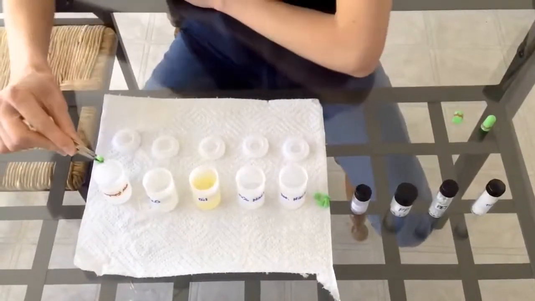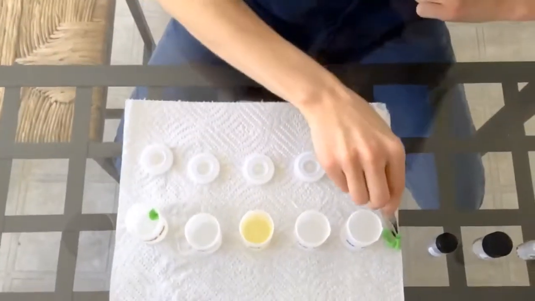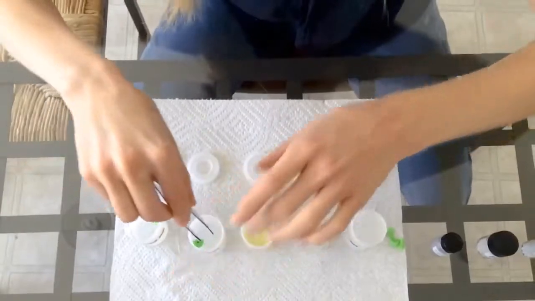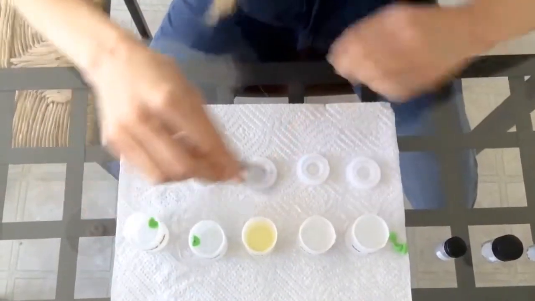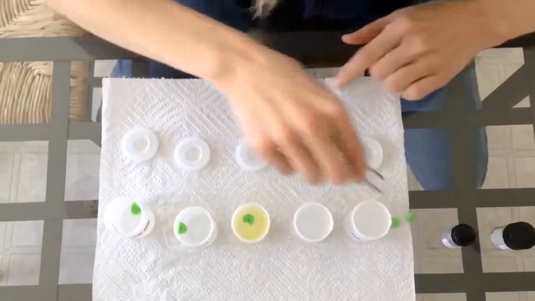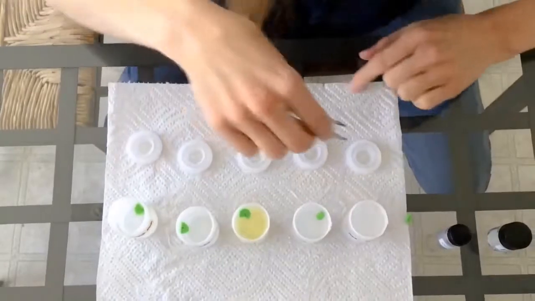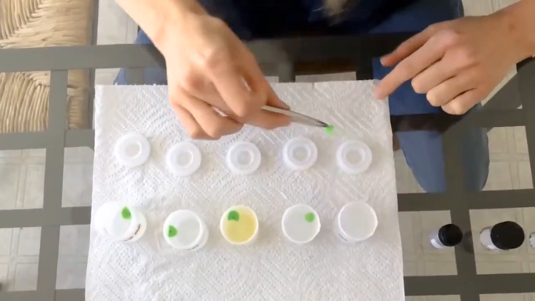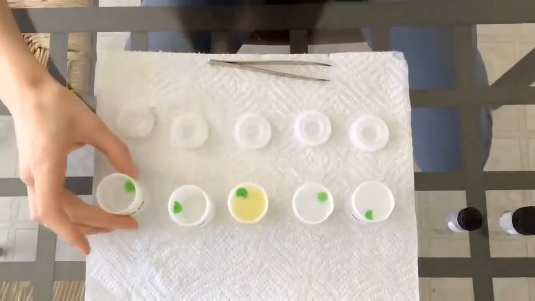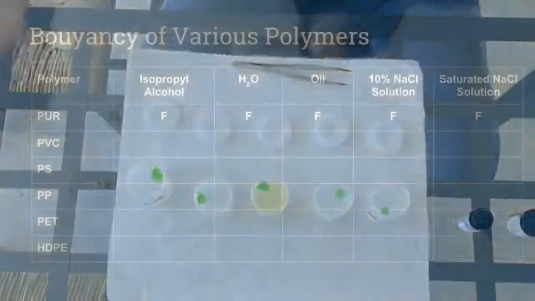First, we're going to test it in isopropyl alcohol, and you can see that it floats in isopropyl alcohol. Now we'll test it in water. It also floats in water. Next, we'll test oil, and it floats in oil. This is a 10% sodium chloride solution. It floats in that solution. And this last one is a saturated sodium chloride solution. So polyurethane is less dense than all of these solutions.